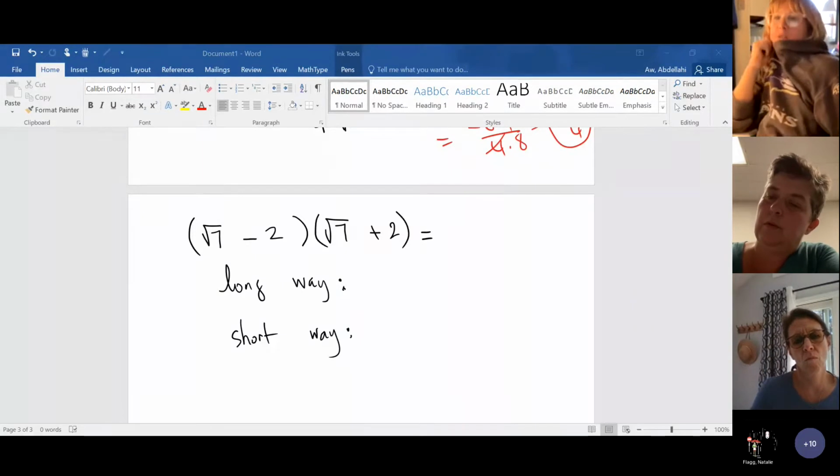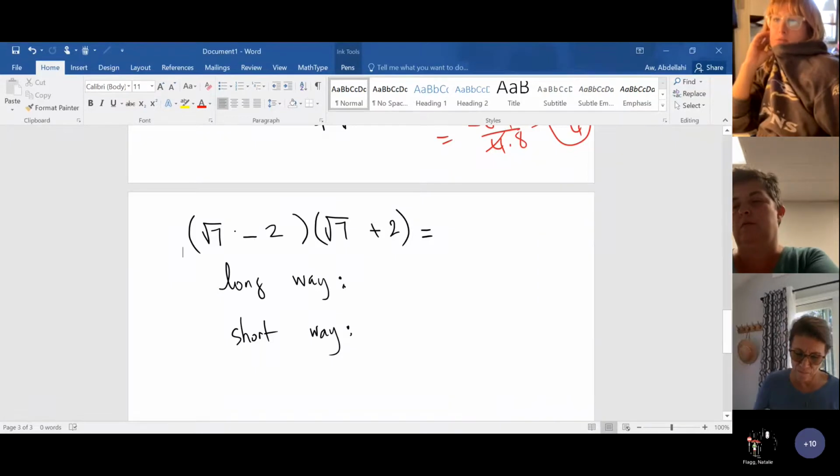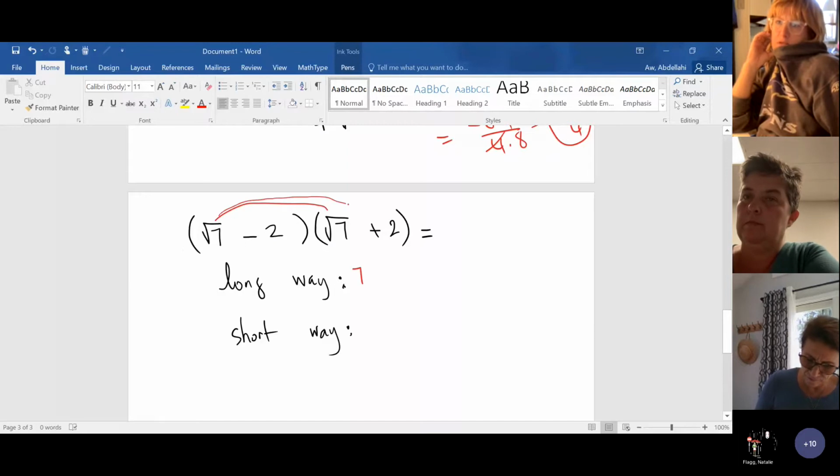Well, you already know a square root of something times itself is just the regular number. So it'll just be 7. So the first term is 7. I agree with you. What is the next one? 2 square root of 7. What is the next one?